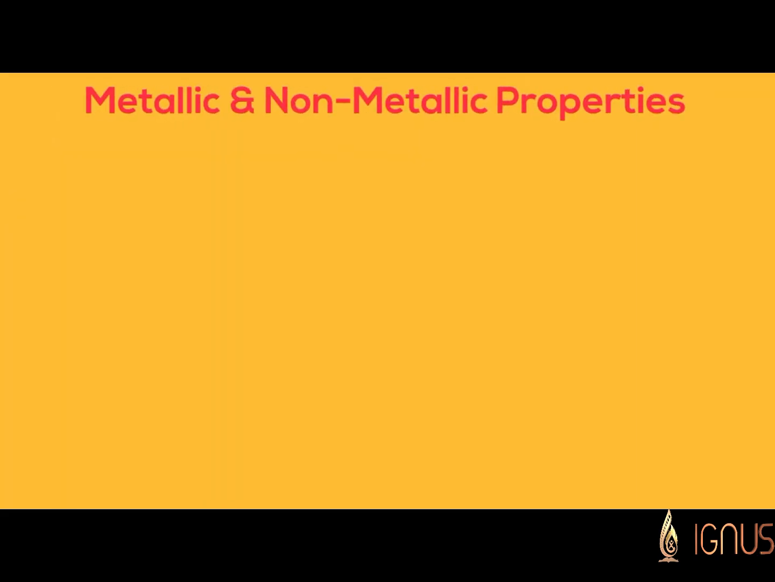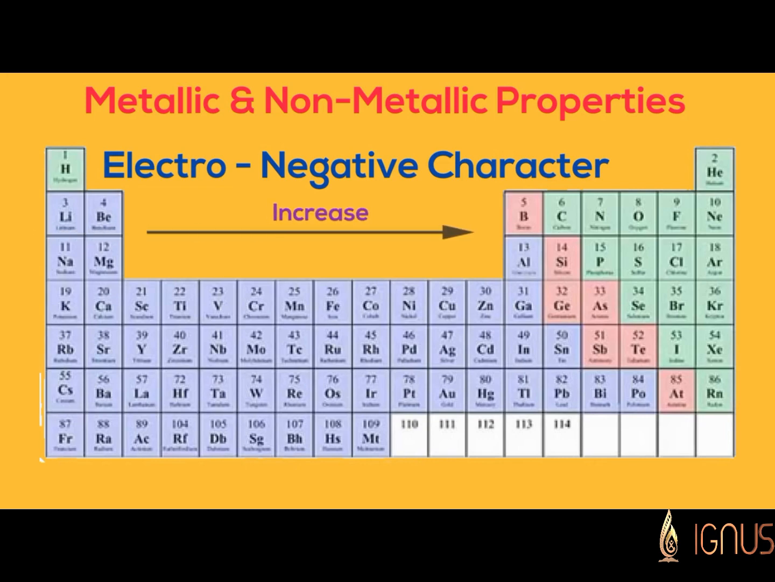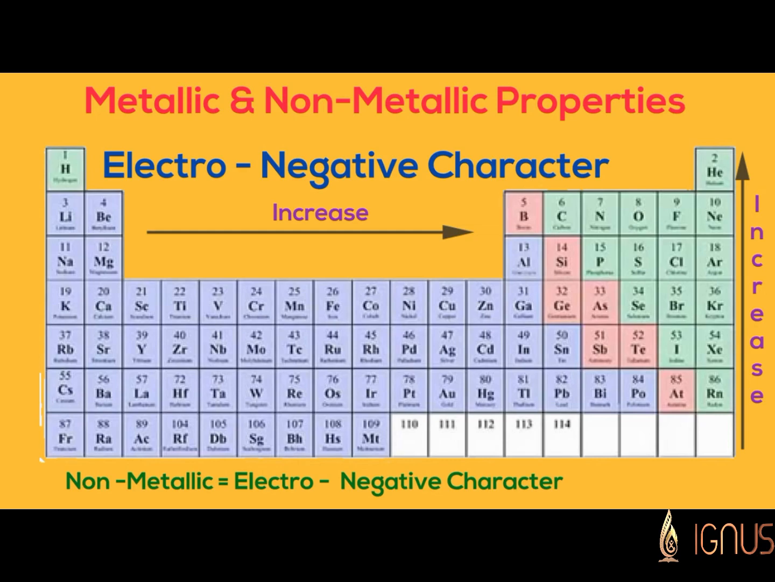Electronegative character. Non-metals generally tend to gain electrons in a chemical reaction, hence they are called electronegative. As you go towards the right and up the periodic table, electronegative character increases.